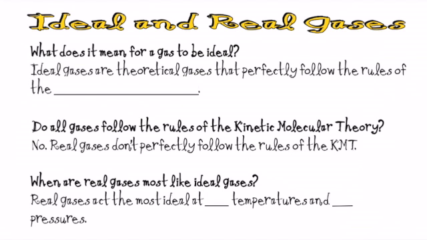Ideal and real gases. What does it mean for a gas to be ideal? Ideal gases are theoretical gases that perfectly follow the rules of the kinetic molecular theory. Do all gases follow the rules of the kinetic molecular theory? No. Real gases don't perfectly follow the rules of the KMT. When are real gases most like ideal gases? Real gases act the most ideal at high temperatures and low pressures.